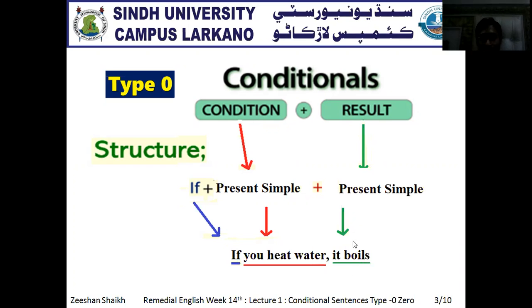So the second sentence, which is underlined with the green line, will be your present simple tense. That's why this is called type 0, because in this conditional sentence we have two present simple tenses. If you heat the water, this is the present simple tense, and the second one, it boils, is also your present simple tense. The first one is your condition, and the second one, underlined with the green line, will be your result.